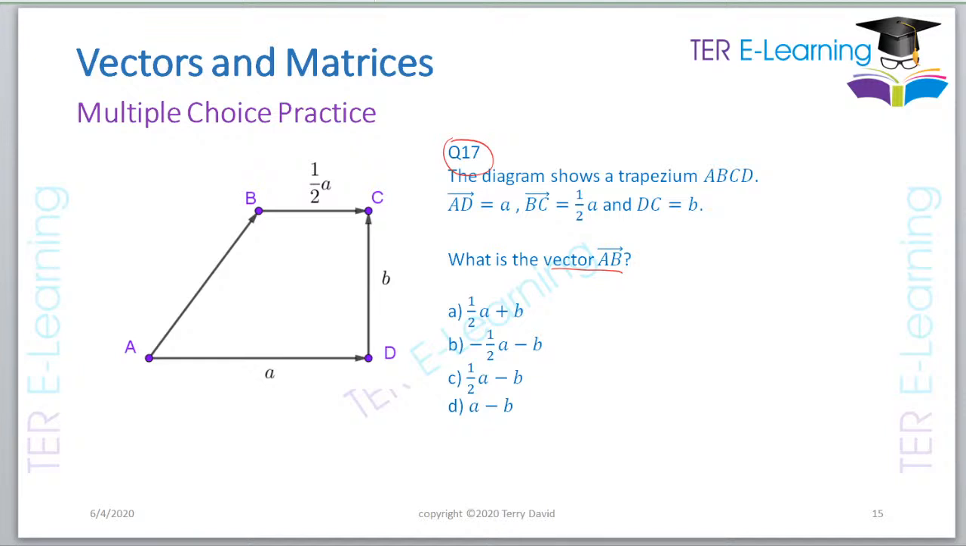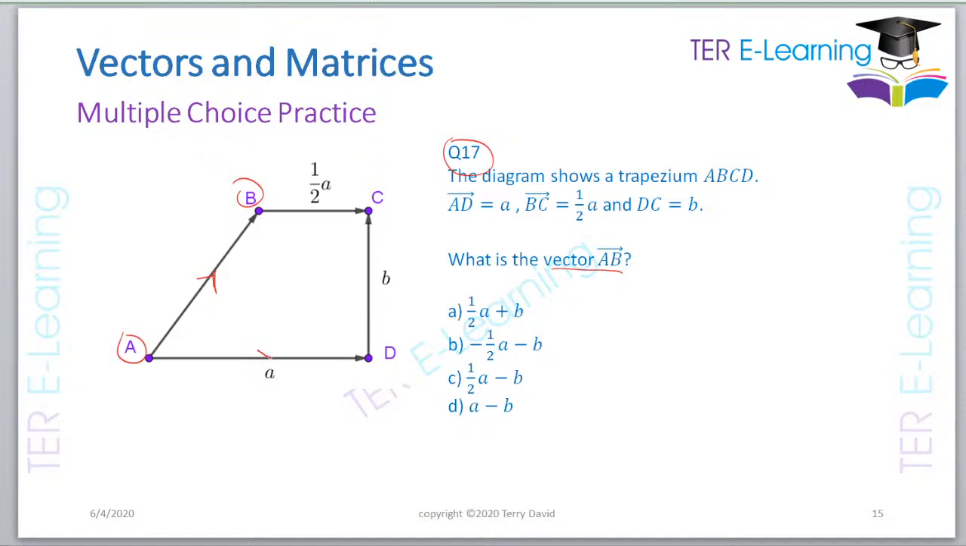Right? So I'm seeing a lot of A's. Let's see. So you want to get the vector AB. This is the vector AB here. If you want to go from A to B, make sure you understand what we're doing.